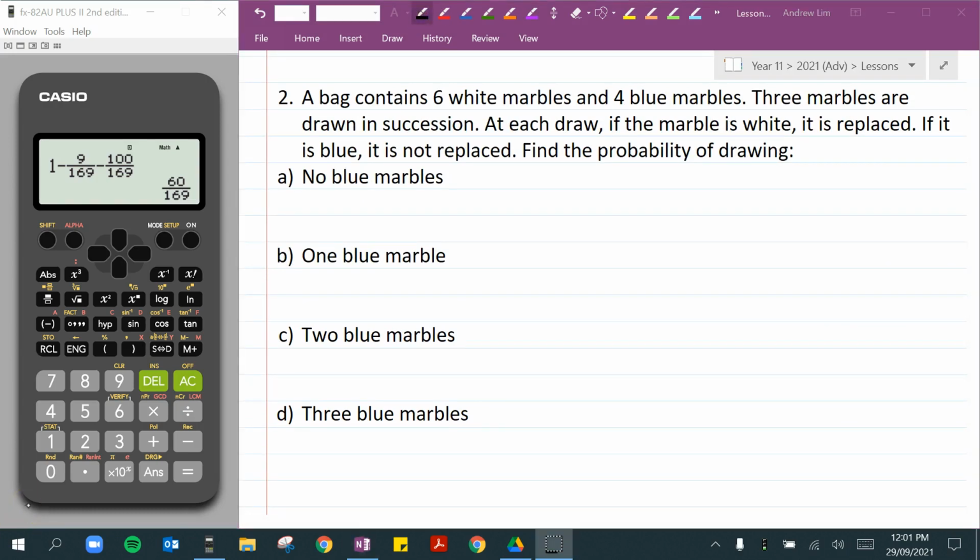Question 2. A bag contains 6 white marbles and 4 blue marbles. 3 marbles are drawn in succession. At each draw, if the marble is white, it's replaced. If it's blue, it's not. Find the probability of drawing no blue marbles, 1 blue, 2 blue, or 3 blue marbles. I'll get you to pause the video, draw a probability tree diagram to help you out, and then you can continue playing the video to check your answers.